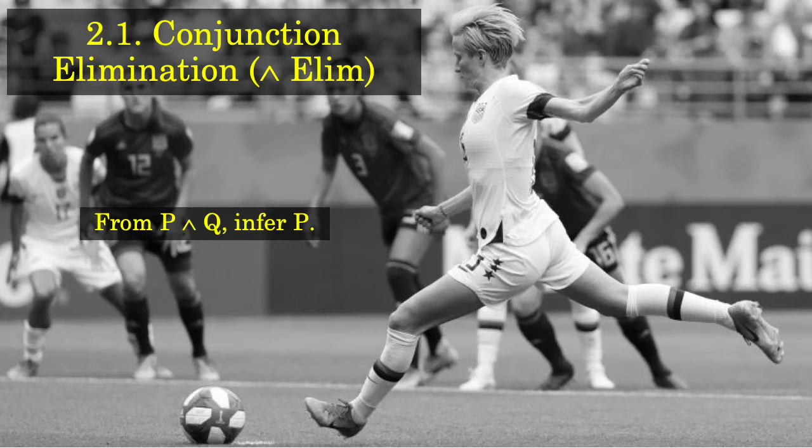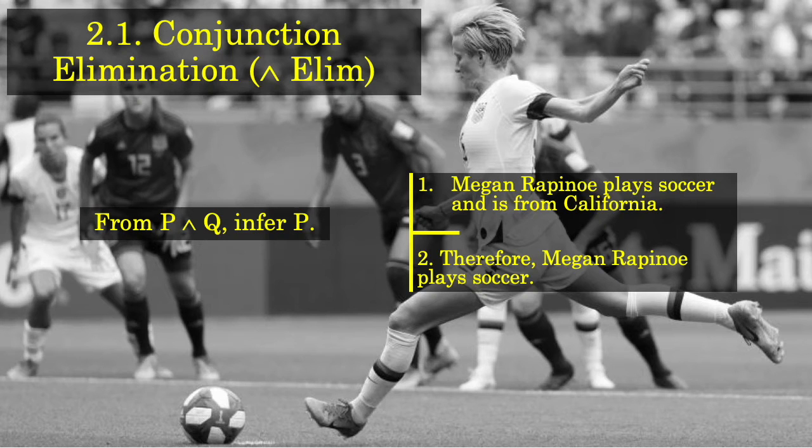Our first new rule is called conjunction elimination. This says, from P and Q, infer P. Here's just an everyday example. Take our friend Megan Rapinoe in this picture over here. She both plays soccer and is from California. Therefore, we can infer that she plays soccer.